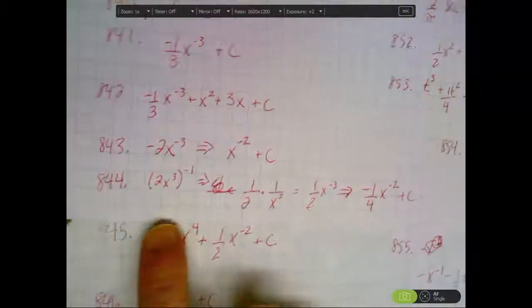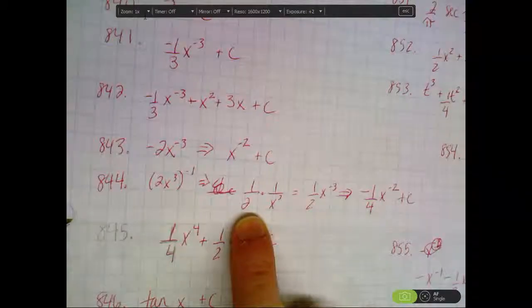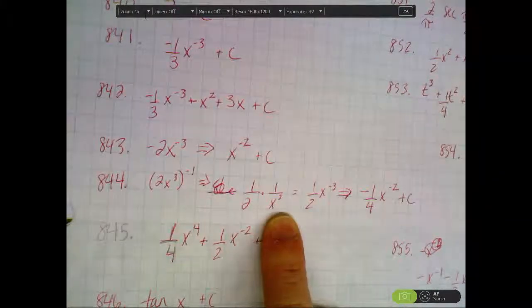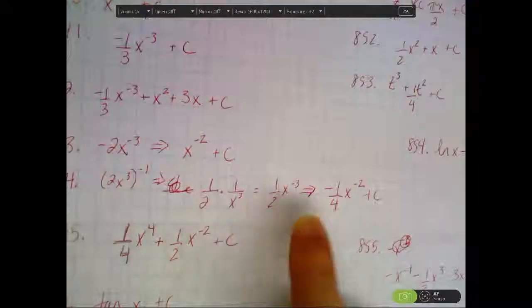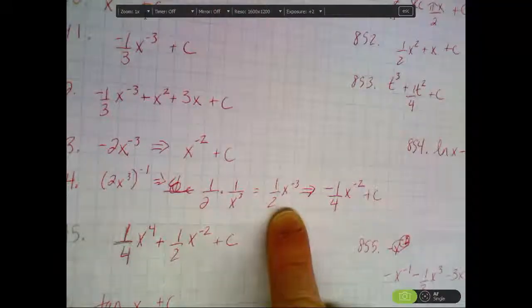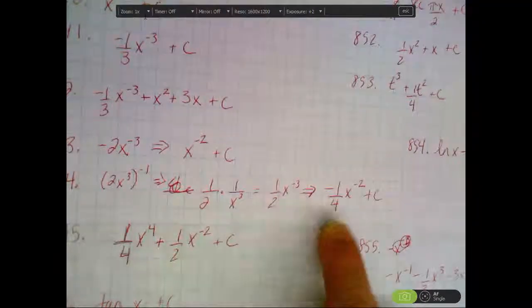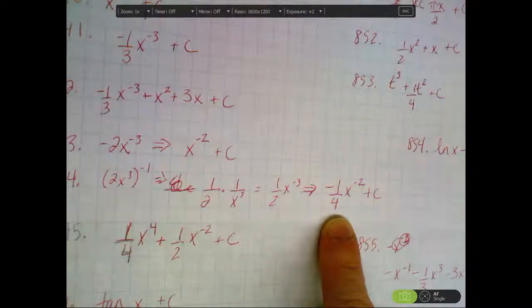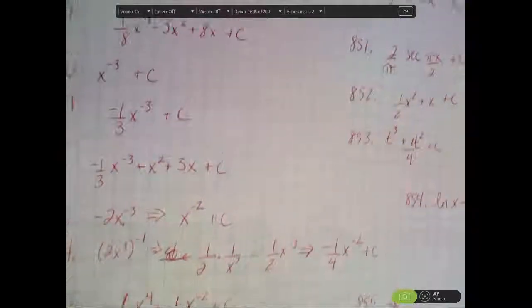So then I went back and realized I could rewrite 1 over 2x cubed as 1 over 2 times 1 over x cubed, in which case the function could be rewritten as a half x to the negative 3, and then the antiderivative would be that. So I hope that makes sense. That was the first one that was pretty challenging.